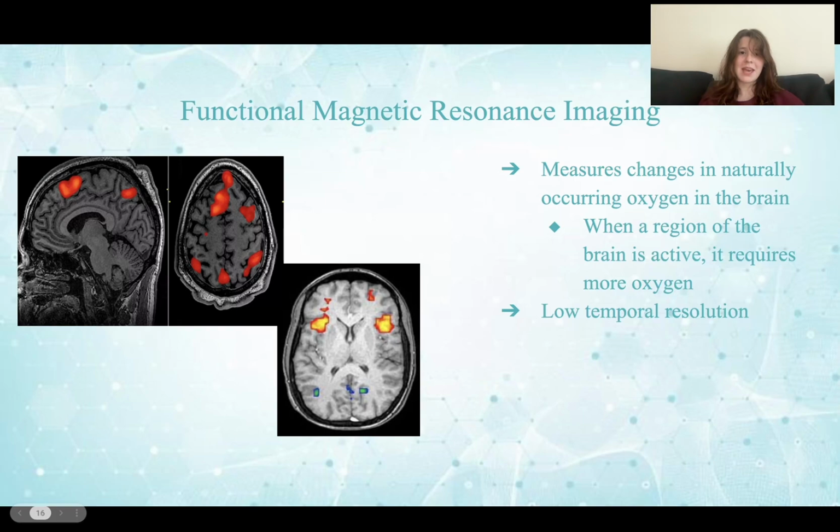Then we have the fMRI, which measures changes in naturally occurring oxygen in the brain. For when a region of the brain is active, it requires more oxygen. This scan also has low temporal resolution.